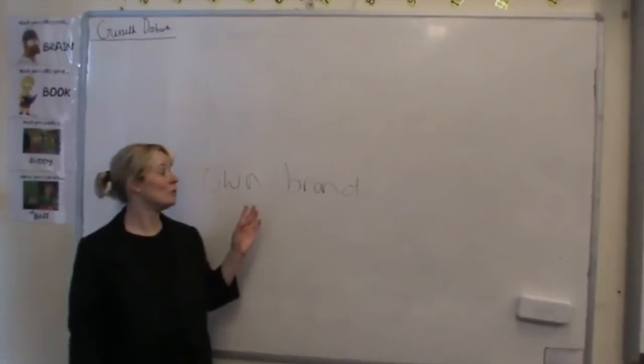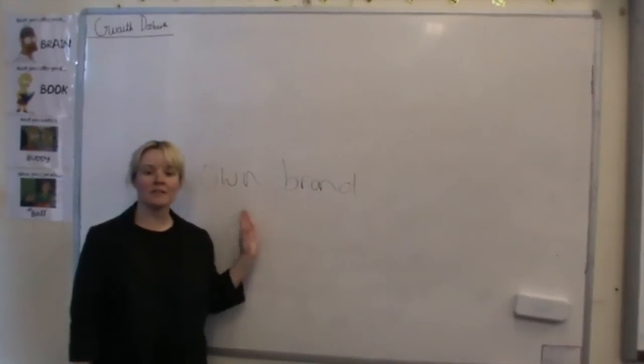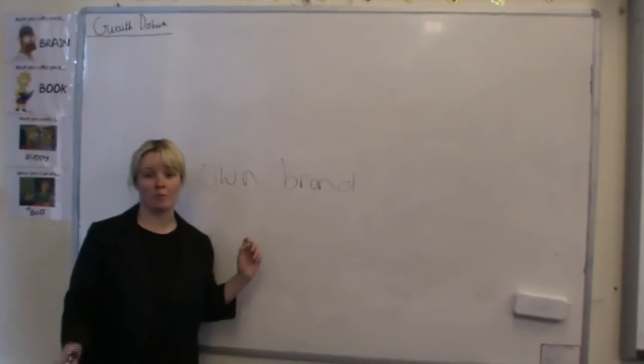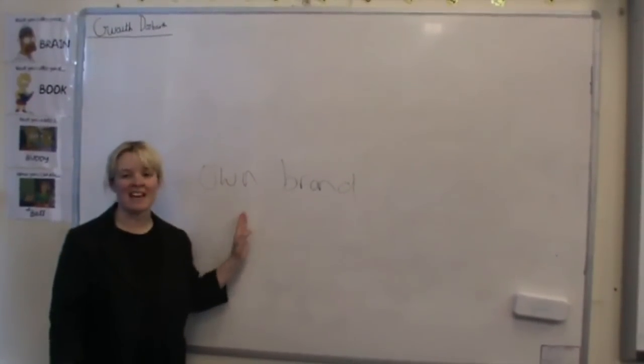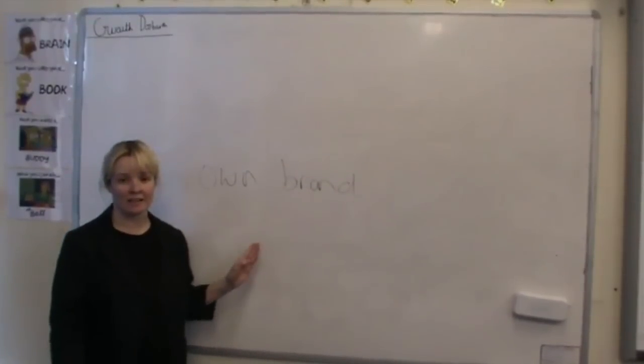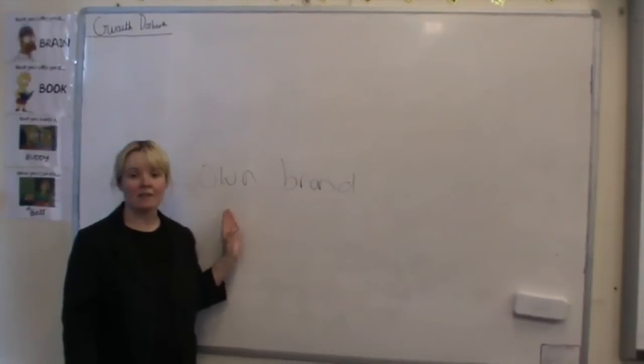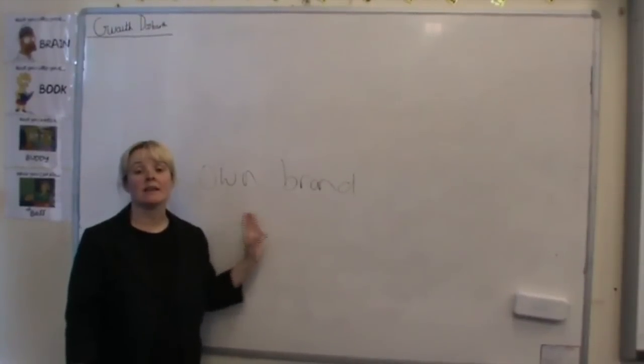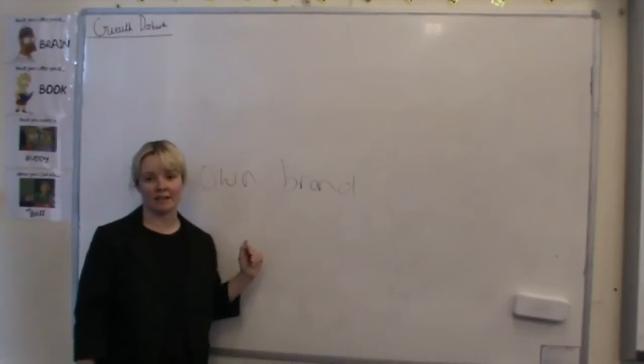There is also something called own brand. Now this is the name given to the products that are the supermarket brands. So for instance, where you've got Tesco Value, Tesco Finest, beans for instance, they are the Tesco own brand. The label, the brand, is owned by the supermarket or by that retailer.